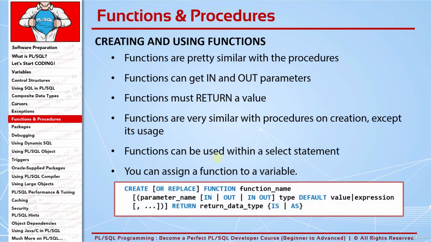The only difference from the procedure creation is the return clause, just before the IS or AS keywords. We must write a return keyword and the type of the returning value. This type does not have a size specification. You simply write the type. If we don't write the return keyword and type, we will get a compilation error. The rest is the same.